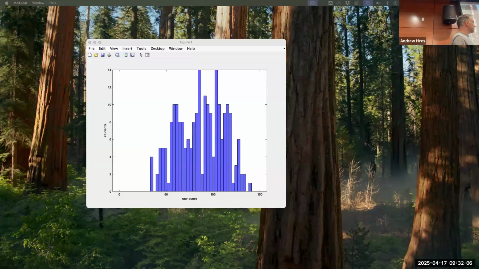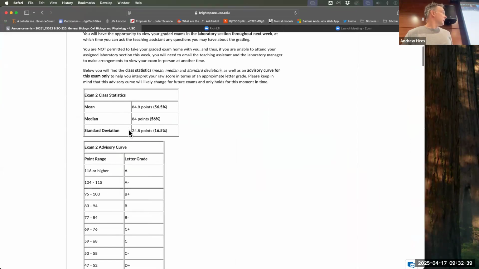Hi, everybody. Here is exam 3 results, distributions. The raw score there, pretty wide range. The mean and the median were about 84. Standard deviation, I don't know. I think around 22 points, I think it said in the announcements. Let's see, what does it say in the announcements? Right, there we go. So mean is about 56%, median is 56%, standard deviation is 16.5%.